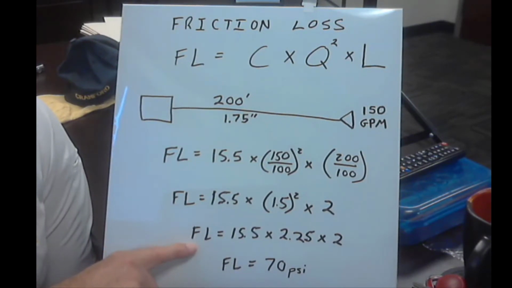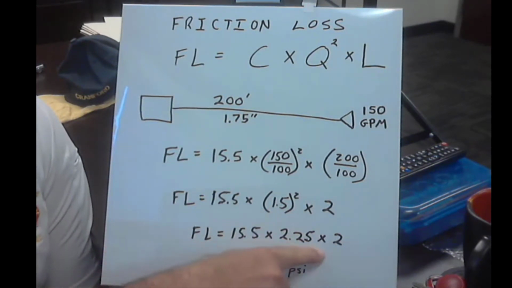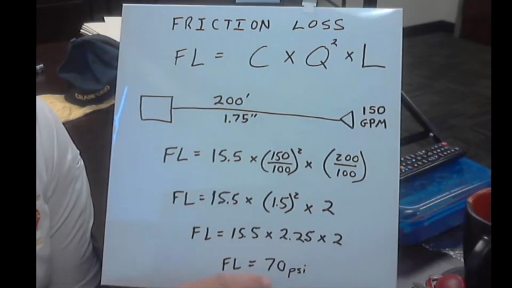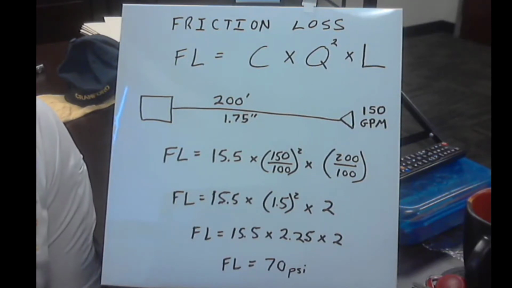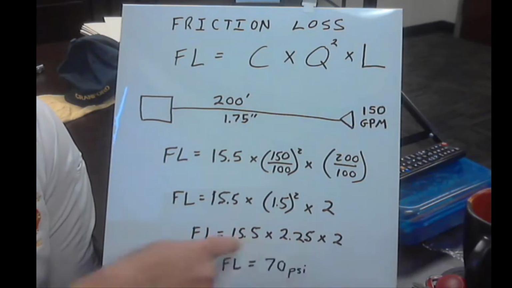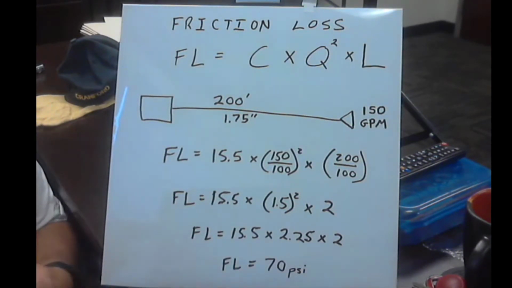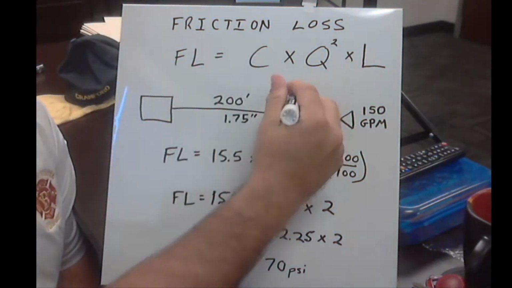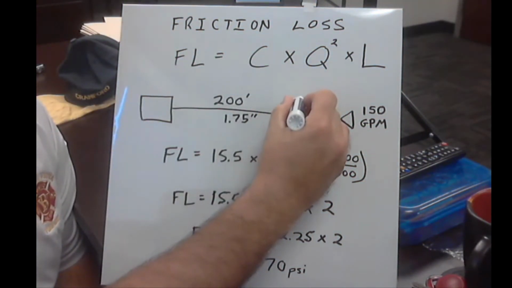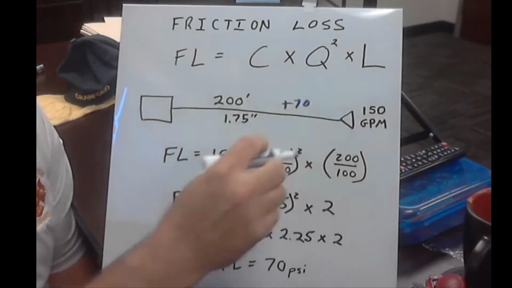But this is just making it even more simple as we bring that down even further to simplify. 15.5 times 2.25 times 2. And if you had a calculator, you can run all of that, and it would come up to 70 pounds of pressure per square inch. So 70 psi would be your answer. And the 70 would be the friction loss it would take for this line. And we put a plus 70 right there.